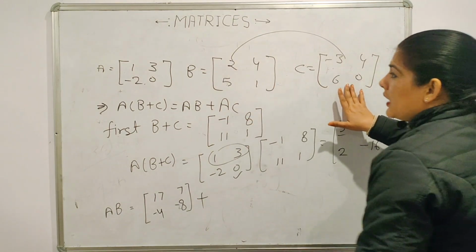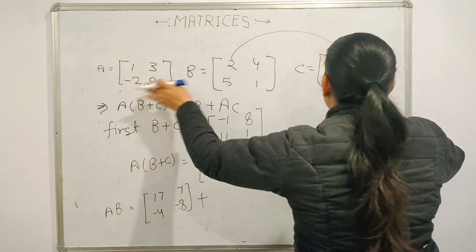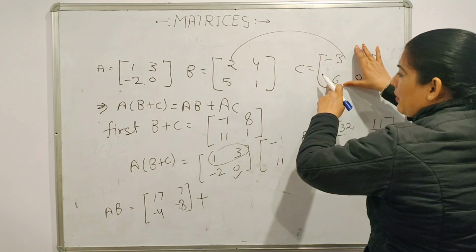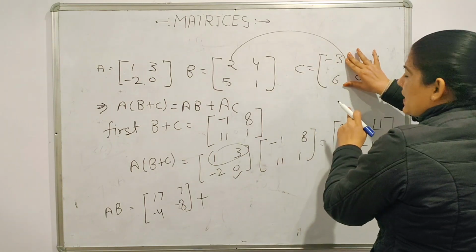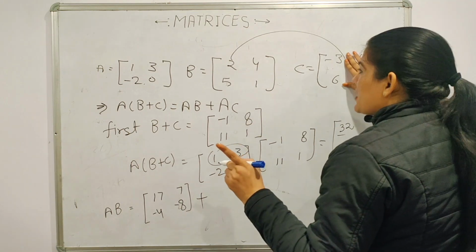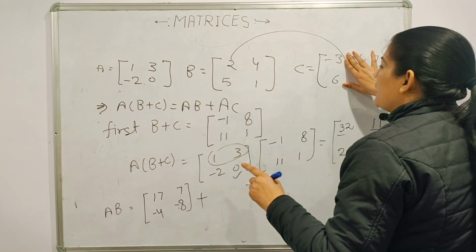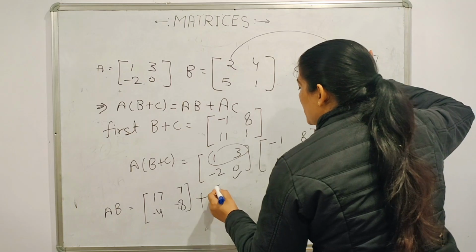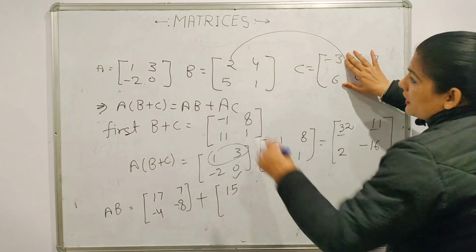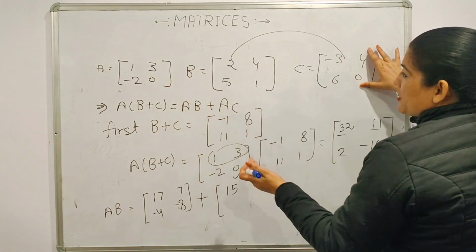So now multiply this matrix with this one. So 1, 3 multiplied by these two: minus 3 plus 6 threes are 18. So minus 3 and plus 18 gives you 15. And 1, 3 multiplied by 4, 0 gives you 4.